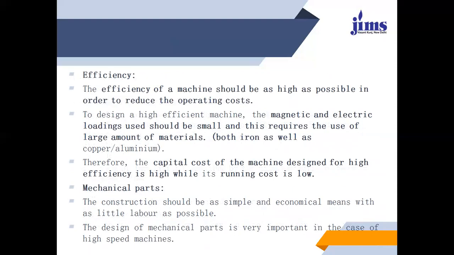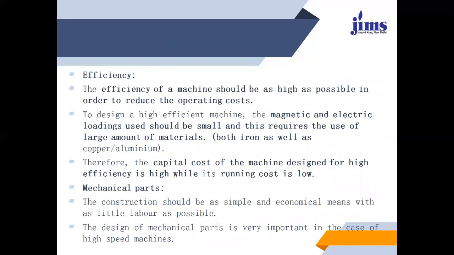Efficiency. The efficiency of a machine should be as high as possible in order to reduce the operating cost of the machine. To design a highly efficient machine, the magnetic and electric loadings used should be small, and this requires the use of a large amount of material, both iron as well as copper or aluminum in nature. Therefore, the capital cost of the machine designed for high efficiency is high, while its running cost is low.